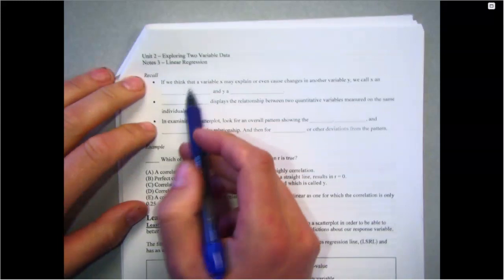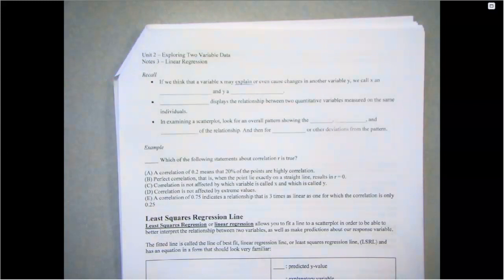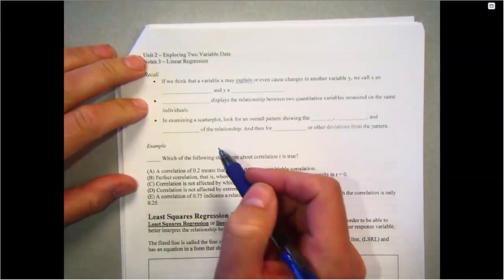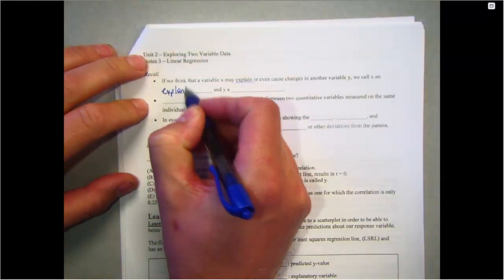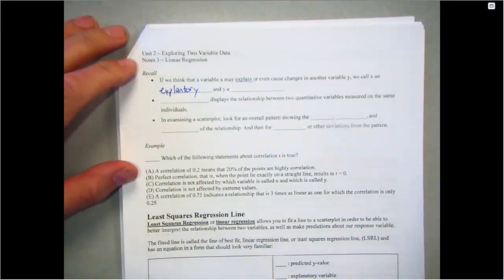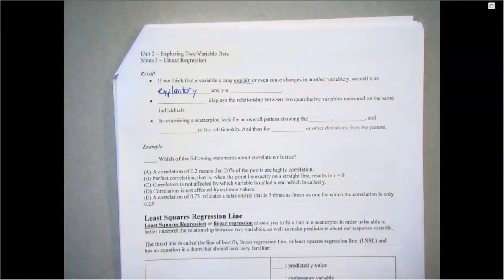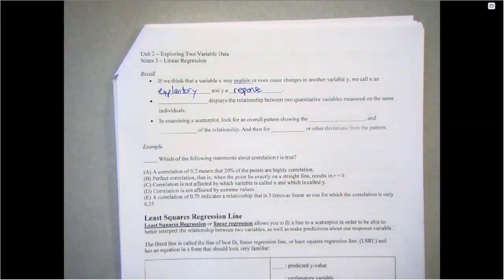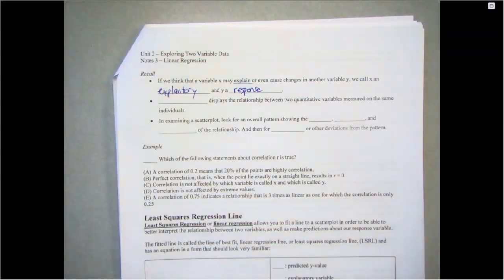Let's fill out these. So if we think that a variable may explain the changes to another variable, we call them x and y. The word explain. What kind of variable is x? Explanatory, because we think it helps explain what's going on with the y value. You could also say it's independent. And then y is a response variable because it's responding to the x. Like the cost of the pizza responds to how many toppings you want. So the number of toppings explains the cost of the pizza.